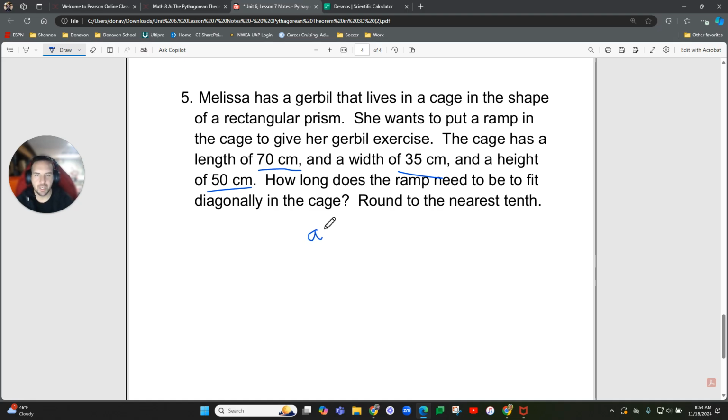Okay? So normally our formula is a squared plus b squared equals c squared. But for this one, we're going to do a squared plus b squared plus c squared equals d squared, where d represents the diagonal. So d in this case is the diagonal of a rectangular prism. And then a, b, and c represent the length, height, and width. And again, it doesn't matter which one you call the length, which one you call the width, which one you call the height. Doesn't matter. D represents the diagonal, which is what you're trying to figure out in this case.